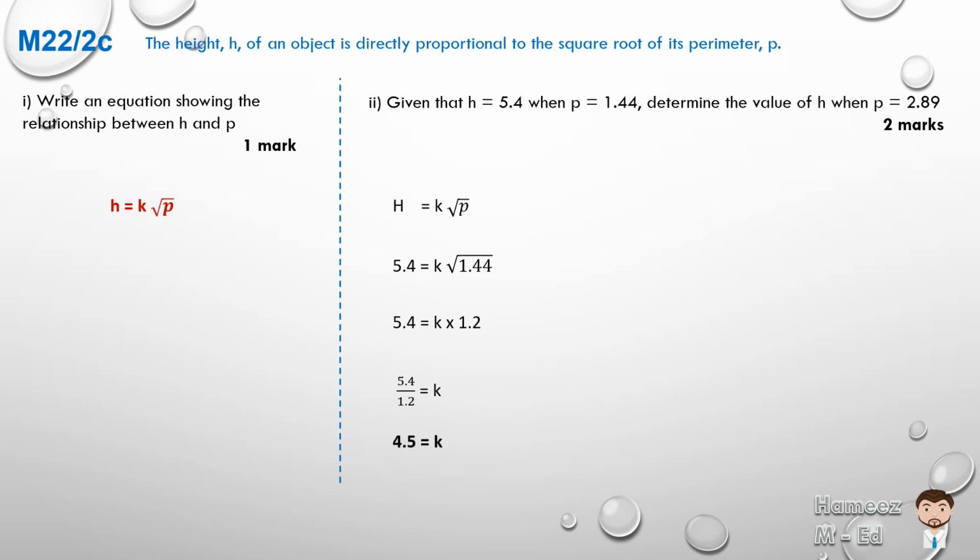So when we rewrite our equation, h is equal to k square root of p, we now know the value of k. And they're asking us to find h when p is equal to 2.89. So we know p and we know k, let's substitute and we should find h. So h is equal to 4.5 times the square root of 2.89. So h is equal to 4.5 times 1.7. And we can use our calculator and this works out to be h is equal to 7.65.